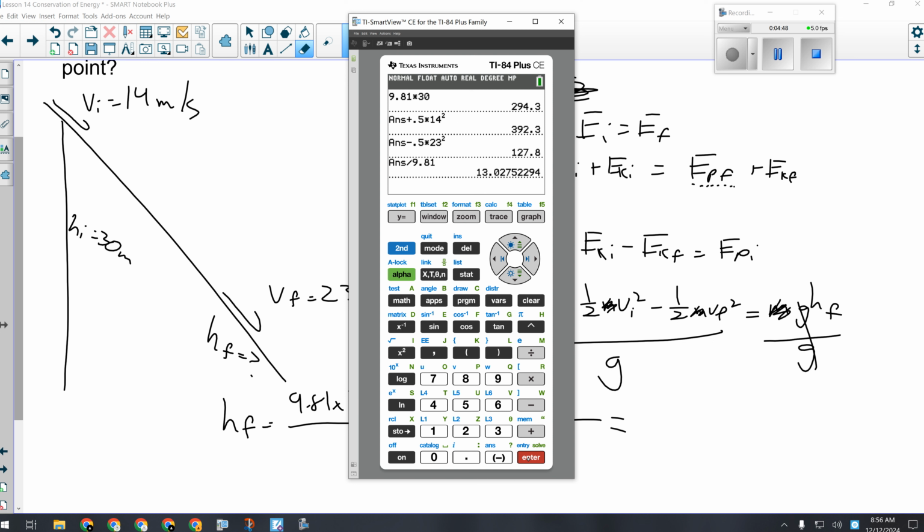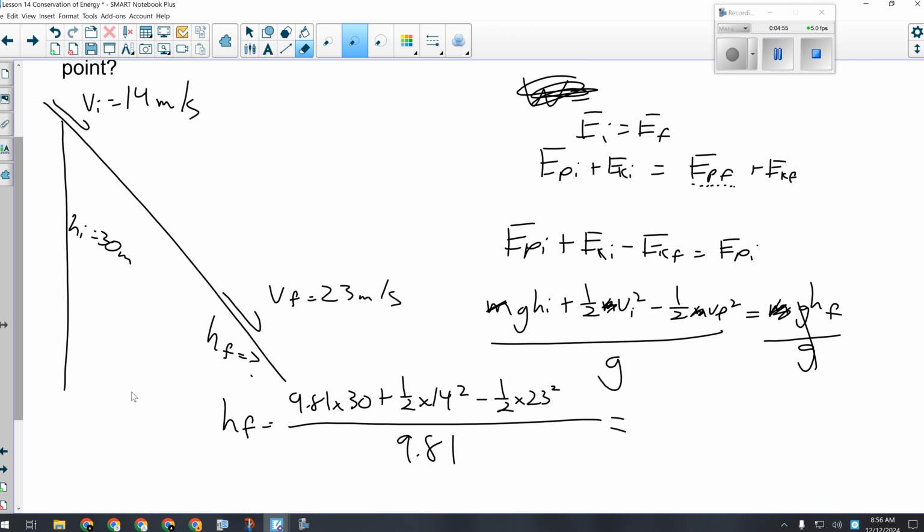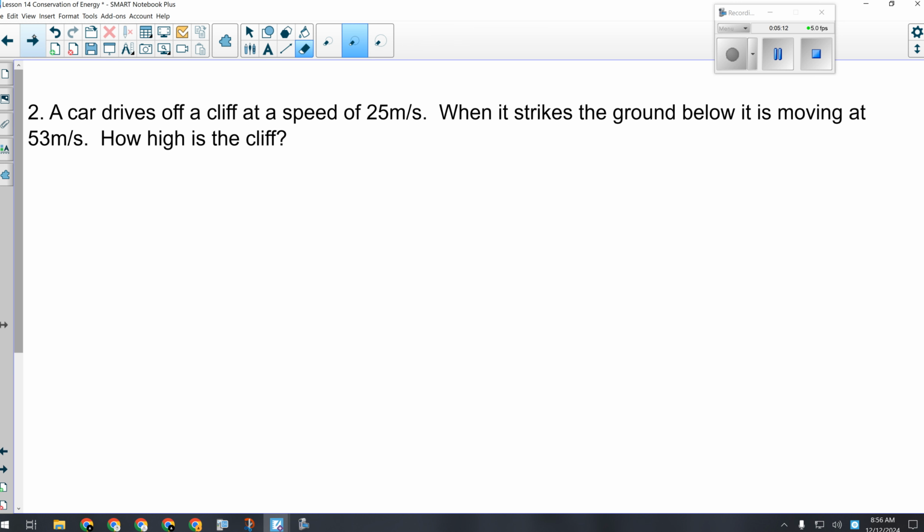So they're quite a bit further down. They're now at a height of 13.03 meters. How did we do with that one? Still pretty patterned though, right? The first half of that is the same no matter what question you're doing. There you go. That's a good one.